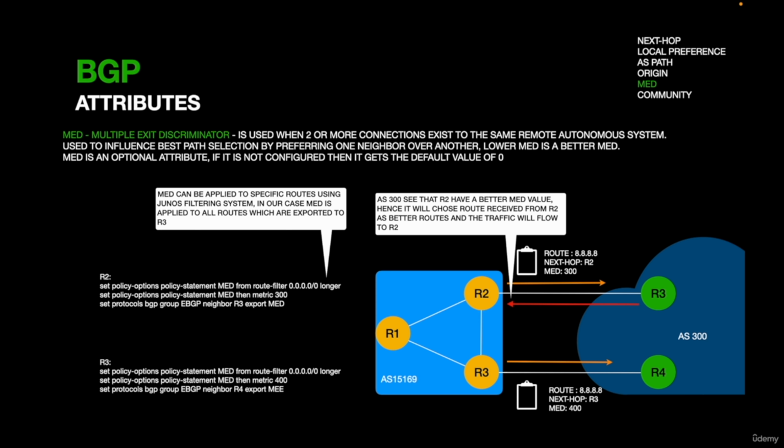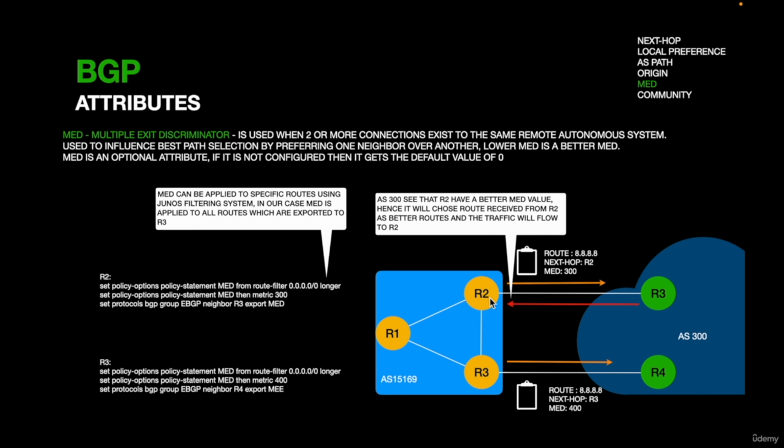be determined. We can also have multiple exit discriminator, which is used when 2 or more connections exist to the same remote autonomous system. MED is used to influence best path selection by preferring one neighbor over another. Lower MED is a better MED. MED is also an optional attribute, and if it is not configured, then it gets the default value of 0. So we have two autonomous systems, AS300 and AS15169. We have two routers connected to routers from our autonomous system.